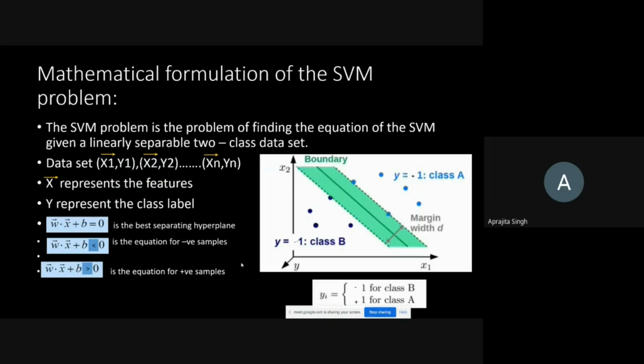So how do you really find it? The mathematical formulation for this: the SVM problem is of finding the equation of the SVM given a linearly separable two class data. So the idea is the data should be in two classes which can be linearly separated. Okay, so the data set is given like this. X represents the vector, Y represents the class label. So if we look at this, omega x plus b is equal to 0 is the best separating hyperplane. ये जो पहला वाला equation है वो ये hyperplane का equation है.